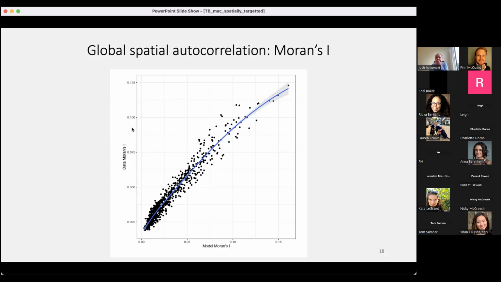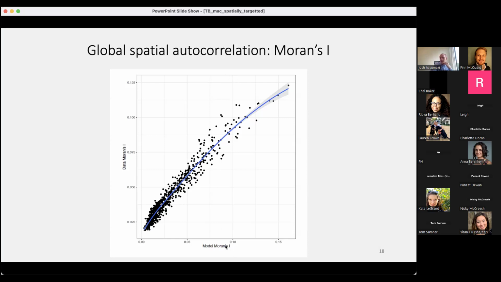Okay. So essentially, this is a metric that quantifies the amount of autocorrelation, the amount of clustering there is in a spatial data set. Each of these dots represents a resampled parameter set, the best fitting parameter sets. And on the x-axis, we have this metric, Moran's I.